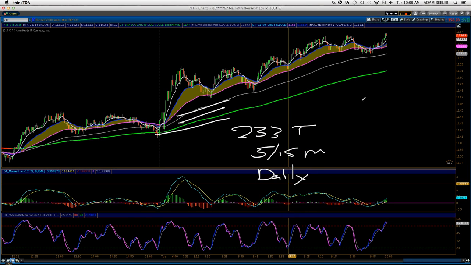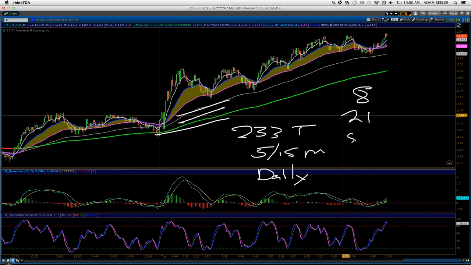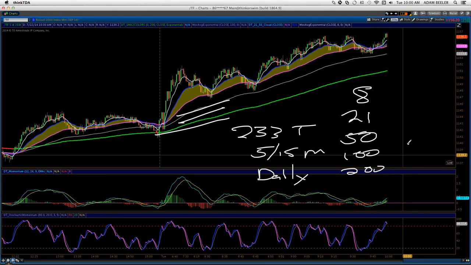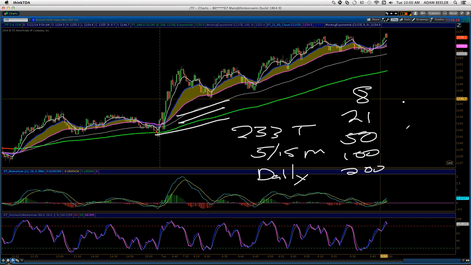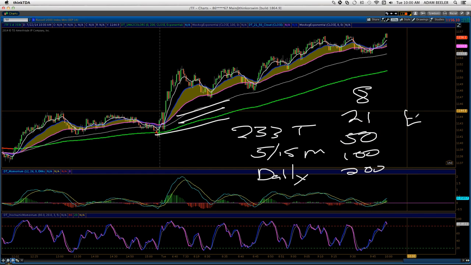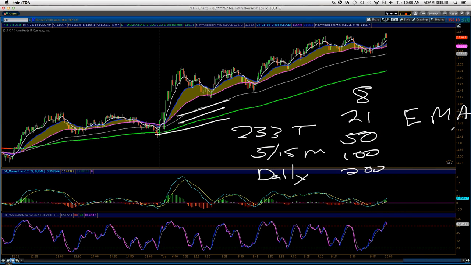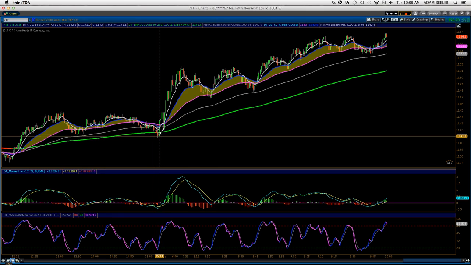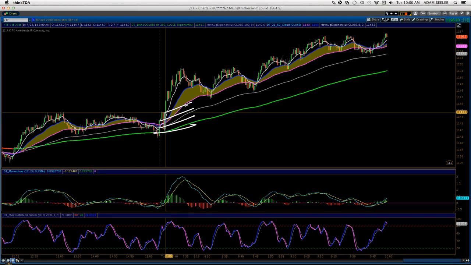We have these moving averages: 8, 21, 50, 100, and 200. The reason for these numbers is that in all the time I've been working with traders, these are the most commonly used, so that is what I chose. These are all EMAs. So we're looking for momentum first, and here we have momentum pushing to the upside.